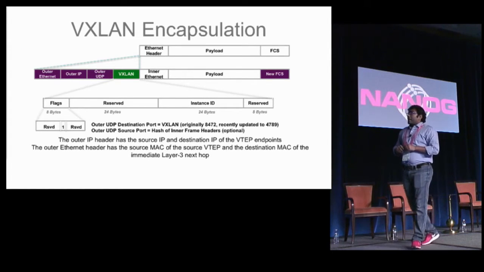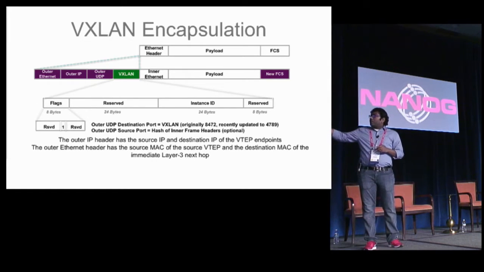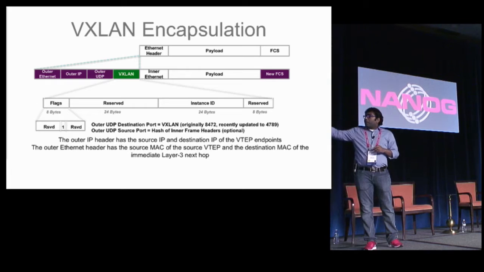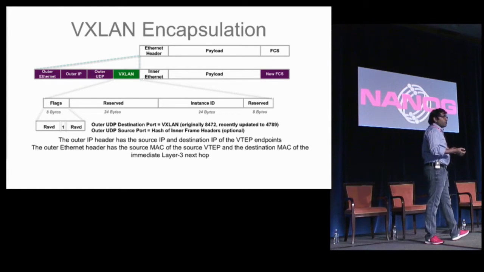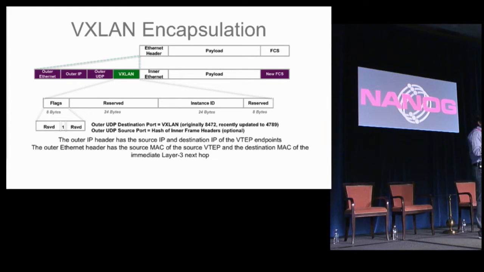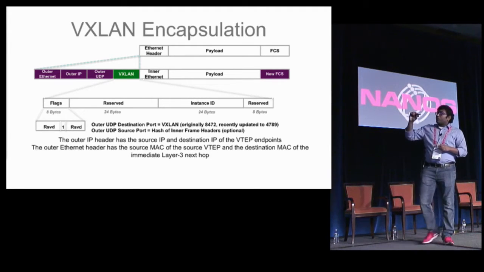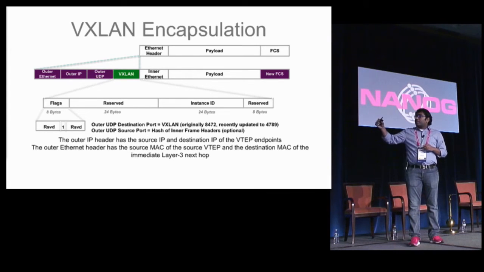This is how the encapsulation looks like. You have your regular Ethernet header. On top of that, you will add a VxLAN header and your external IP header, where you have the outer Ethernet, outer IP address, and your UDP port. Your UDP port is static for VxLAN, which is right now port number 4789. Your VxLAN header also has the instance ID, reserved bits, and flags.